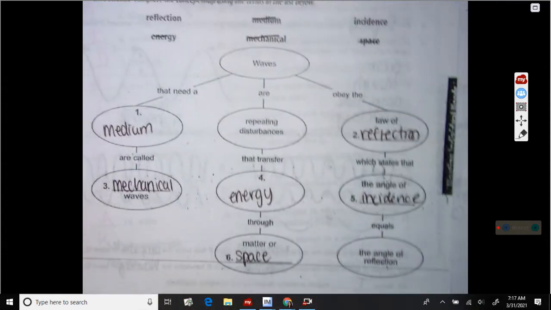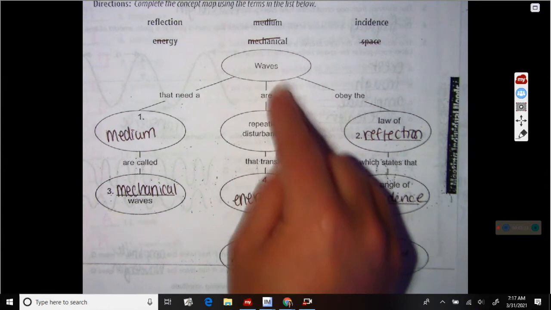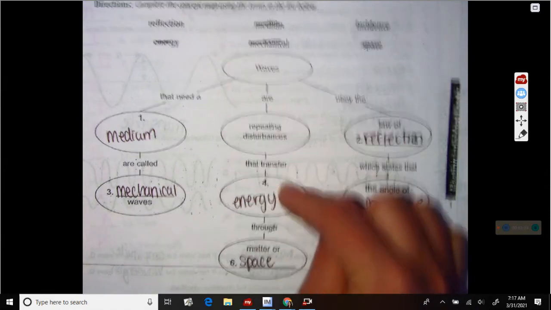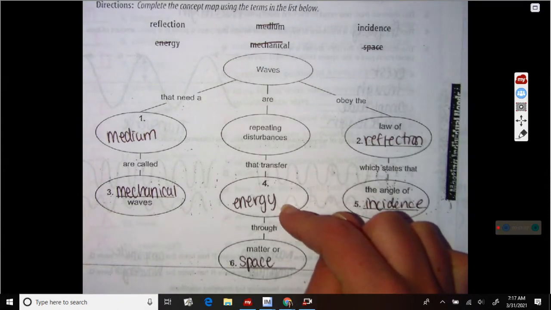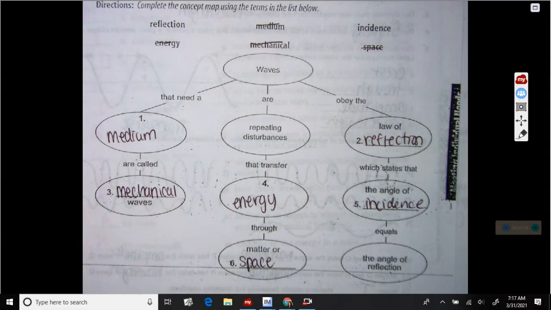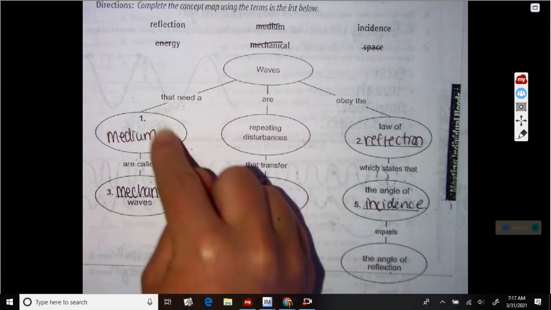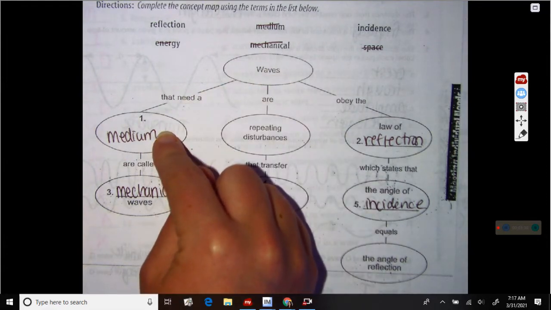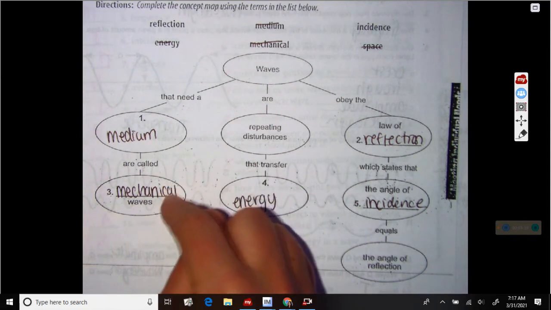All right, at the top we see that waves are repeating disturbances that transfer energy. All waves transfer energy. It may be sound, maybe light, maybe actual matter, but they all transfer energy through matter or space. Okay, waves that need a medium, that is something like solid, liquid, or gas, are called mechanical waves. So sound waves are like this. They need something to travel through. Sound waves can't travel through space.